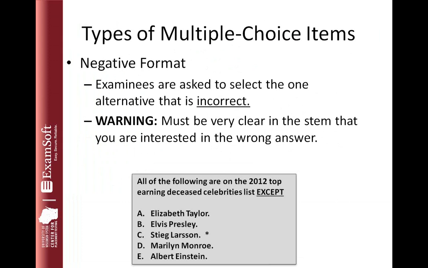If you are going to use this format of item, you must make it obvious to the examinee that you're really interested in the wrong answer. It's helpful to bold, underline, or use all caps for the negative word. And you also want to try to place that negative word, the "except" or "not," as close to the end of the stem as possible. So you'll see on this item, the word "except" is the very last word in the stem. Our recommendation is to try and write a positively stated item stem first. And if you find that you simply cannot do it and it still is a very, very important item, then you can try writing the negative format and follow these guidelines.